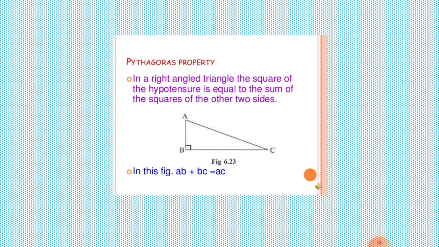In a right angle triangle, the square of the hypotenuse is equal to the sum of the squares of the other two sides. In this figure, AB squared plus BC squared is equal to AC squared.